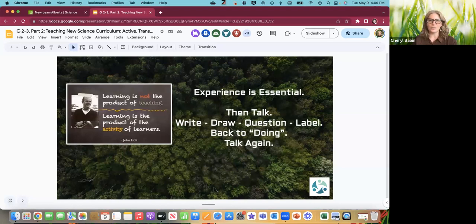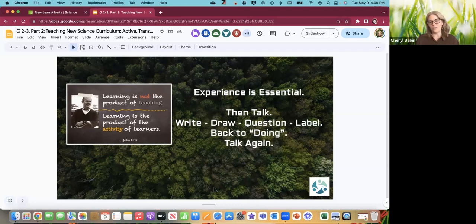Before we dig into those resources, I really just want to come right back to the idea that learning is not the product of teaching. Learning is the product of the activity of learners. So every single time that you take one of these resources, we would encourage you to find ways to make it as hands-on, as experiential as possible, particularly in science as a subject. We want kids to get dirty. We want them to get messy. We want them to hold on to their learning, to play with it, to talk.